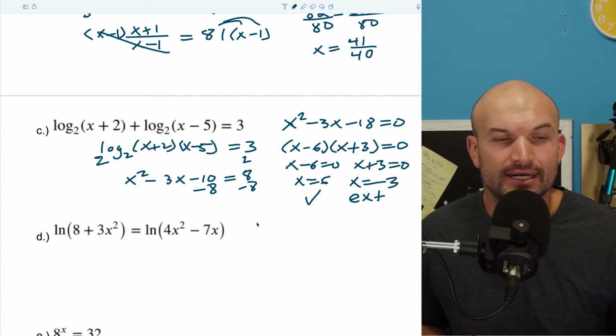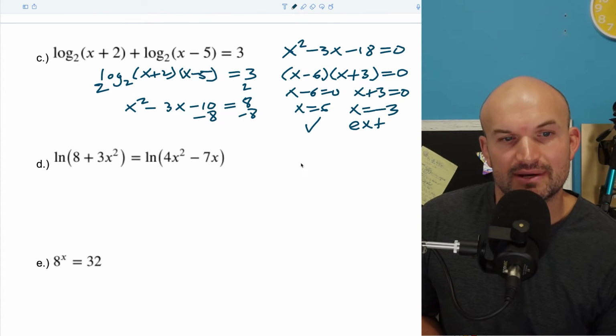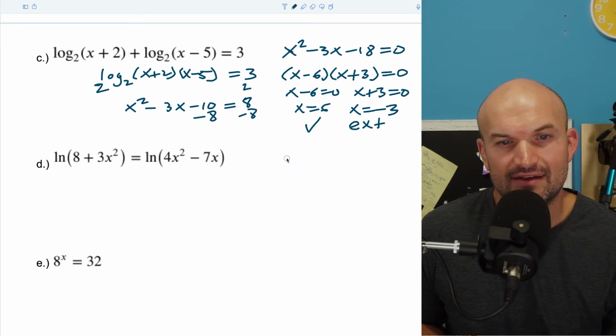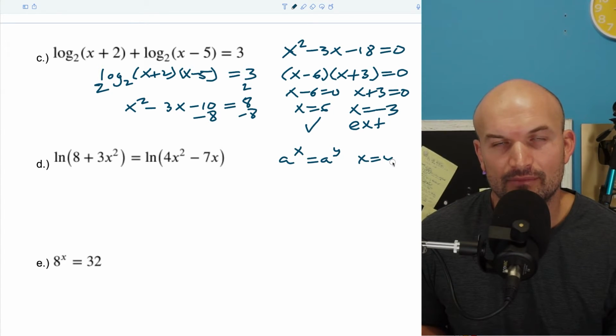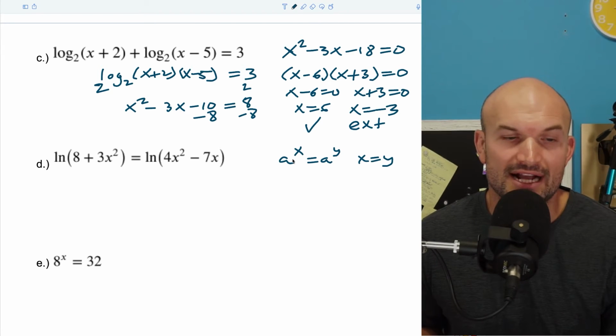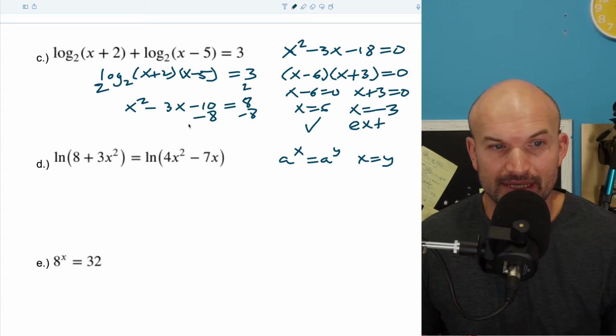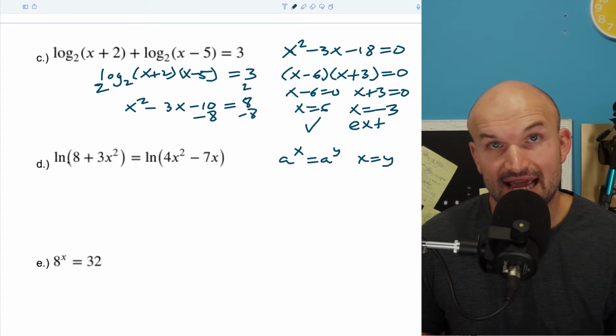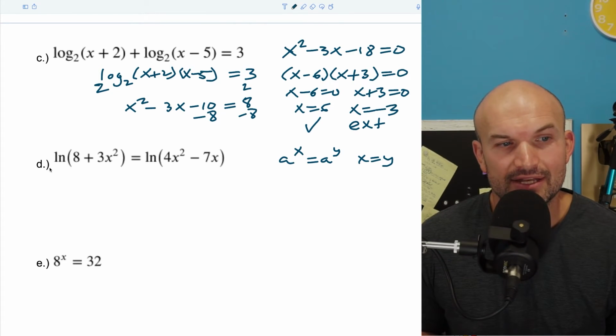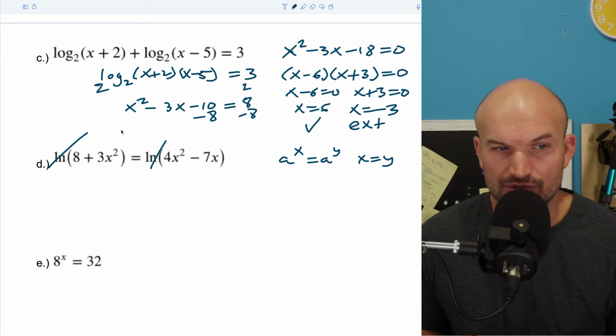So do you remember that one-to-one property that we talked about for exponential equations? Like if I have a to the x is equal to a to the y, then x is equal to y, right? That's the one-to-one property. That works for exponential equations. That also works for logarithm equations. So if I have a logarithm equal to a logarithm with the same base, in this case, they have the same base, which is both e, then you can simply just set the arguments equal to each other.